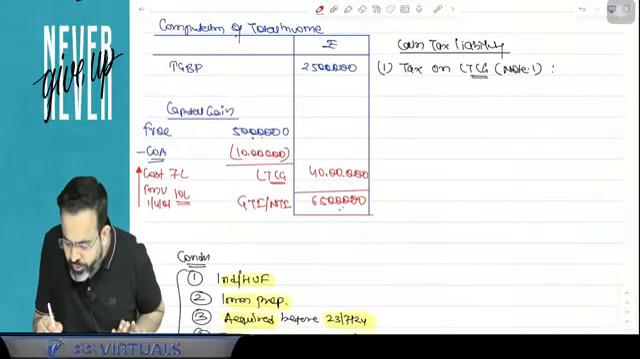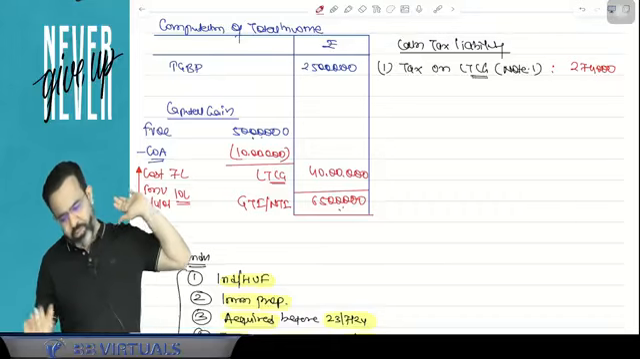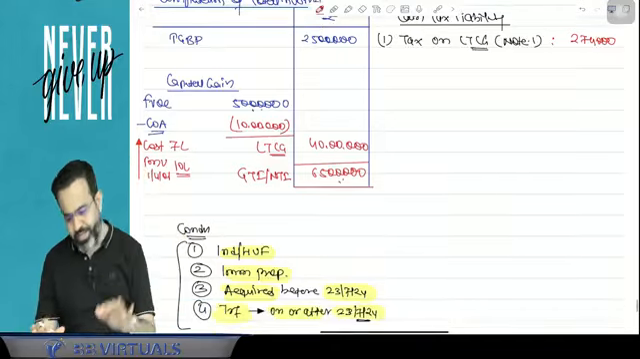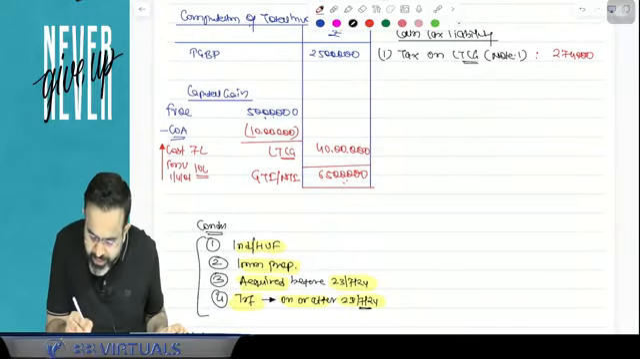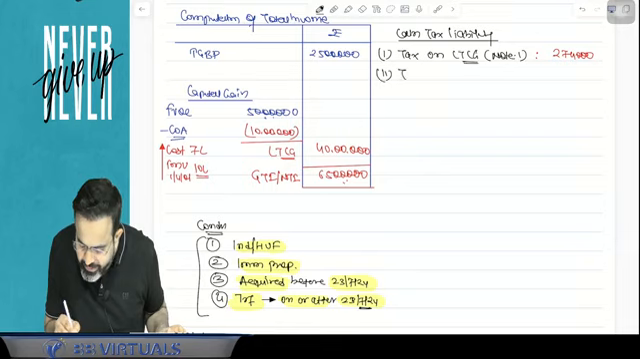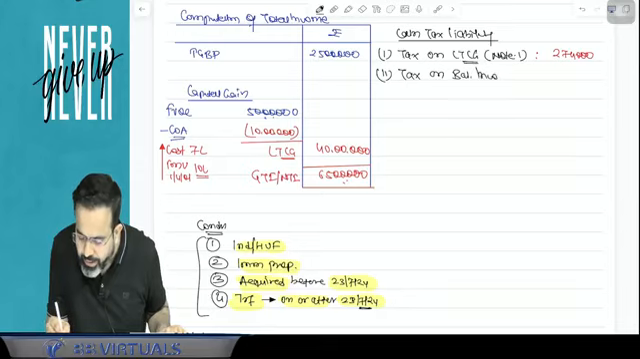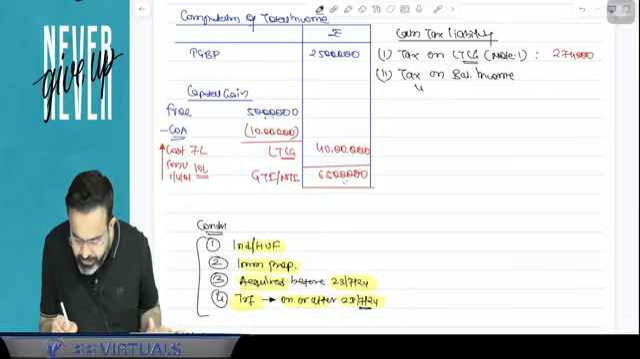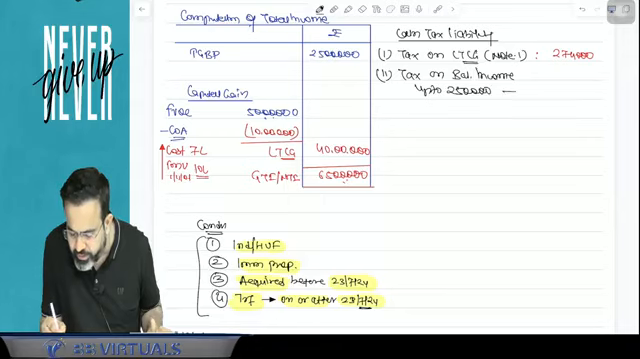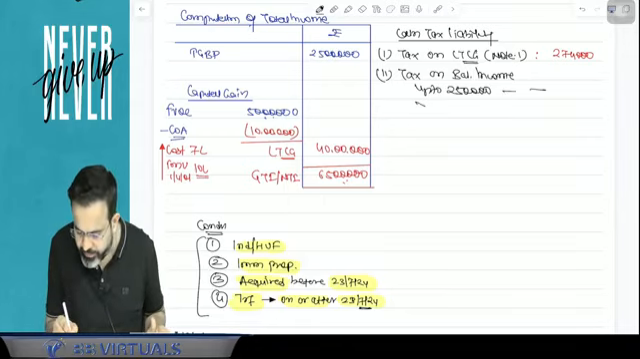So tax on long-term capital gain is 2,74,000. Now I have to calculate tax on balance income. Tax on balance income is on 25 lakh rupees. Up to 2,50,000 there is no tax. I will calculate by slab rate.